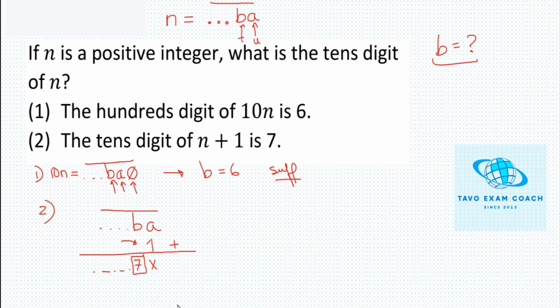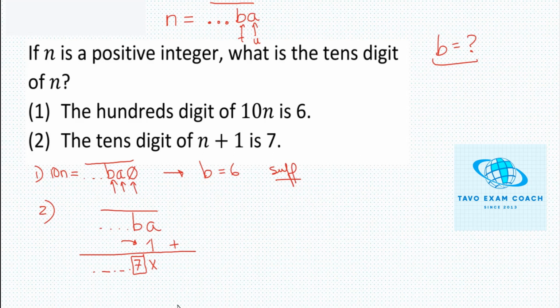But then let's analyze this. What could be the possible values of x? A plus 1 could be a number. For example, imagine that a equals 1. 1 plus 1 is 2, so x would be 2. If a were 7, 7 plus 1 would be 8.